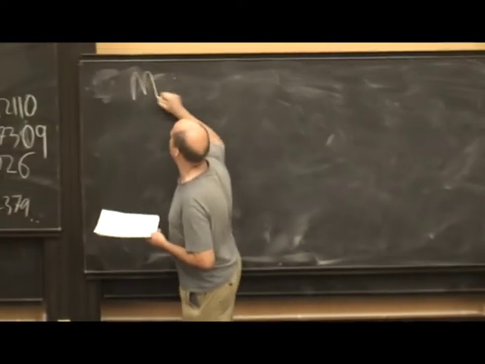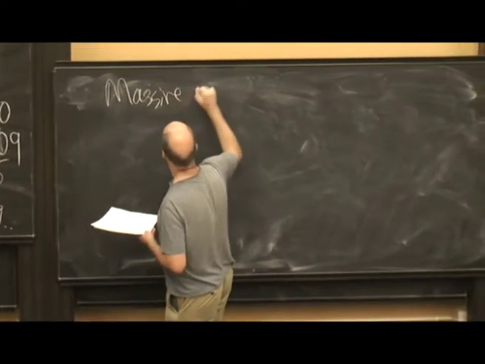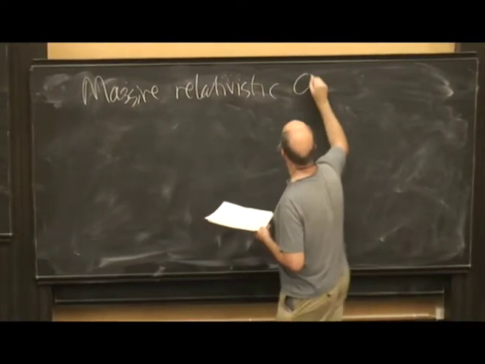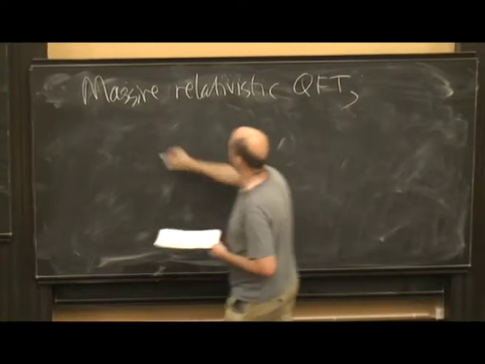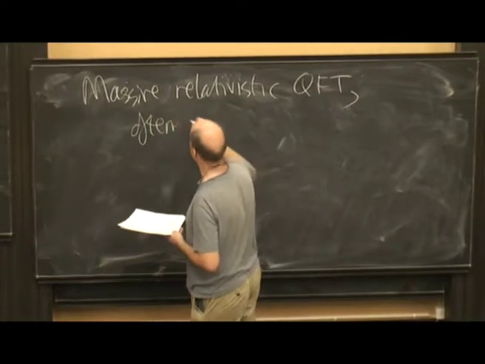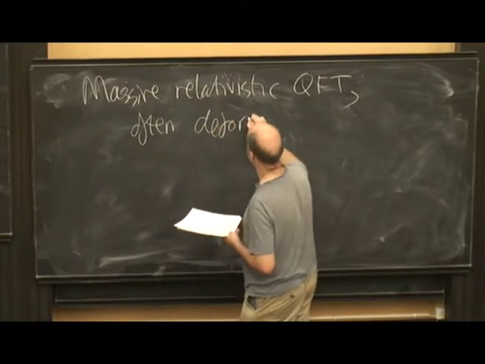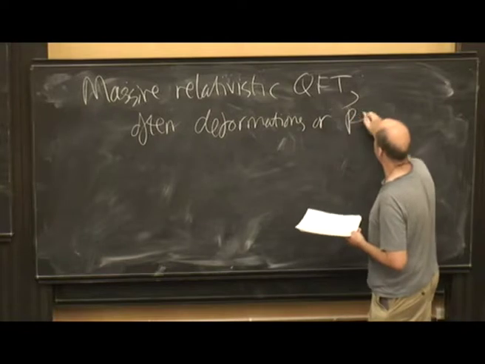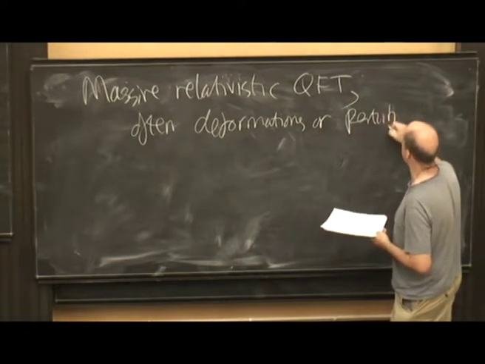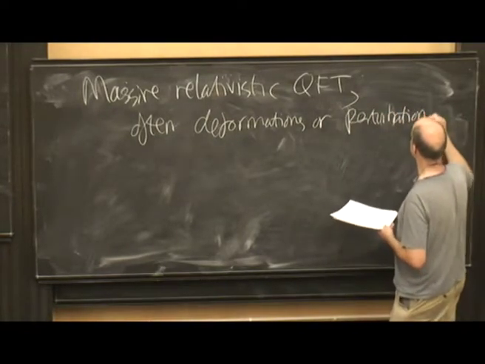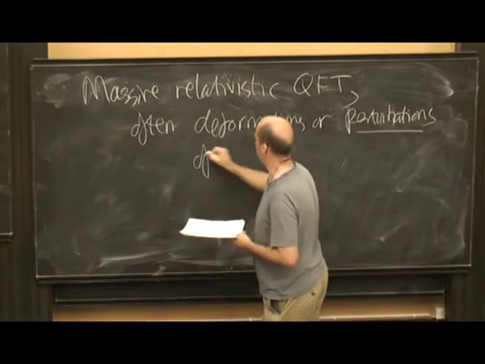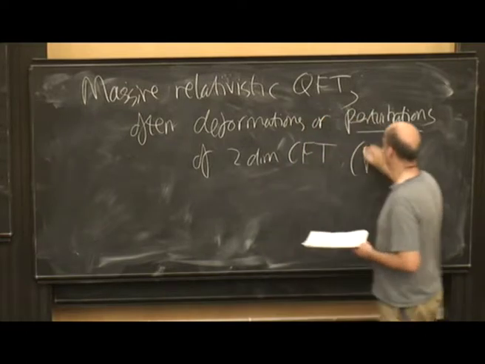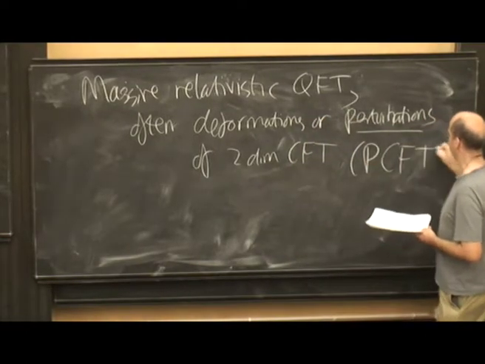We're looking at massive relativistic QFTs, but they're often rather explicitly deformations or perturbations of two-dimensional CFTs. So you call them perturbed conformal field theories.